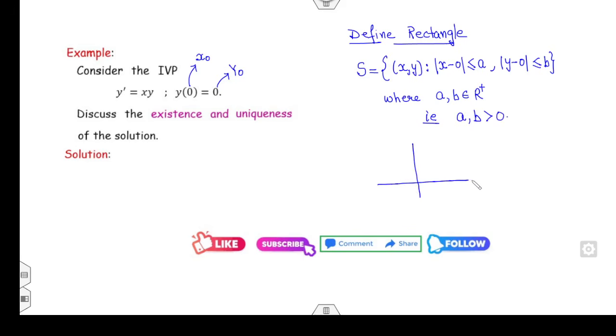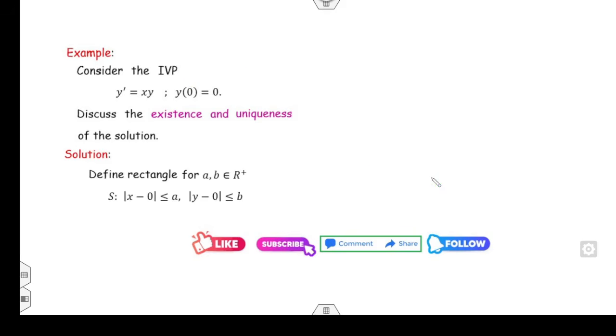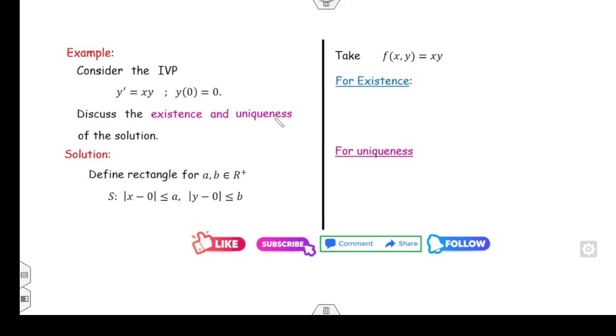If you look at this case, a is positive, so x goes from minus a to plus a. b is positive, so y goes from minus b to plus b, and your rectangle will be this. Fine. And 0 lies in between them. Clear? Now your target is to check the existence and uniqueness. What is f? Coefficient of y dash is 1, so f will be xy. Now you can see your function f, which is xy, is it continuous on this rectangle?